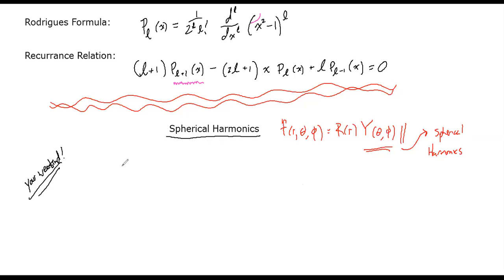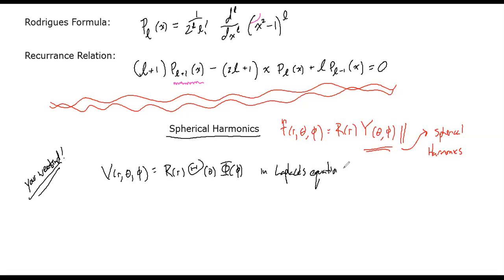So this is going to be your fun weekend: you are going to take V of r, theta, phi, and then you're going to try to solve the Laplacian. And of course, you're going to do that by separating variables. So R of r, Theta of theta, and this is capital Phi of phi. And we already had it.